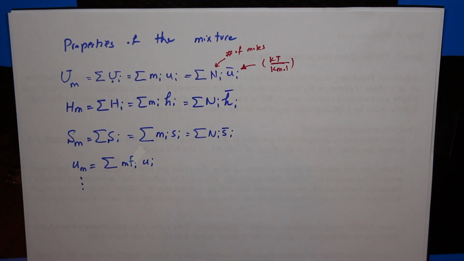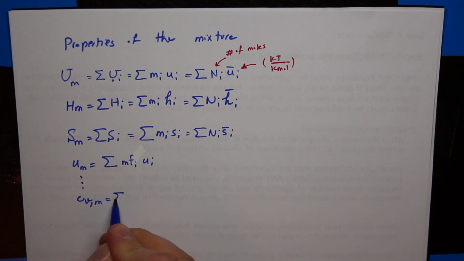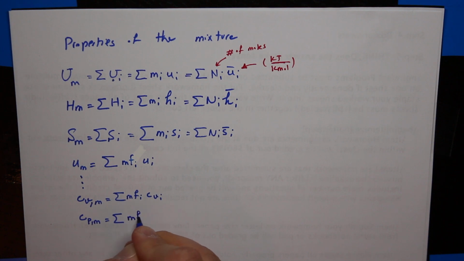Now finally, if I'm looking for the specific heat for the mixture, so let's say Cv, specific heat at constant volume for the mixture is equal to the sum of mass fraction of each component multiplied by the specific heat of each component. And likewise, the specific heat at constant pressure for the mixture is the sum of mass fraction of each component multiplied by the specific heat at constant pressure of each component. In the next video, we are going to utilize these correlations to solve a problem.